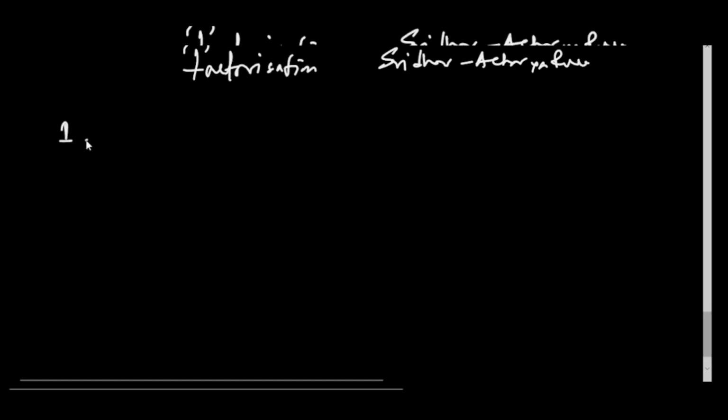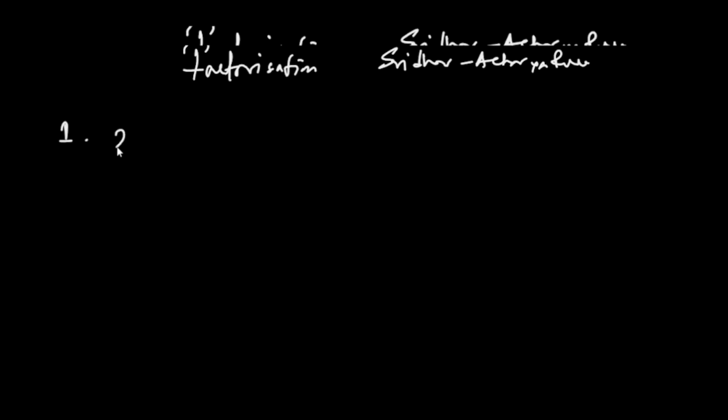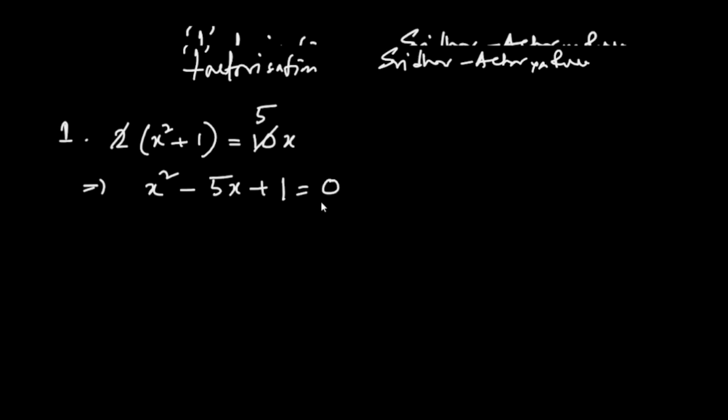First problem: twice of x square plus 1 equals 10x. We have to solve for x. First of all, we can cancel this 2. If I cancel, it becomes 5. So it becomes x square minus 5x plus 1 equals 0. We cannot factorize this one, so we can always use the Sridhar-Acharya rule.